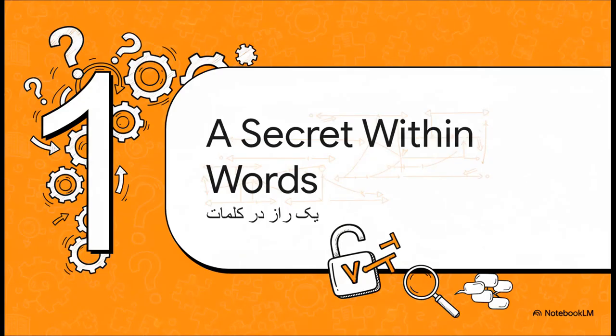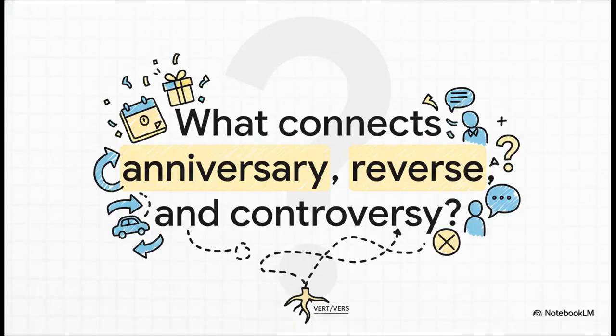So we're going to start things off with a little puzzle, because hiding deep inside the English language, there are these amazing connections between words you would never, ever guess are related. Okay, so take a look at these three words. We've got anniversary, reverse, and controversy. Now on the surface, they look totally random, don't they? I mean, one's about a party, one's about going backwards, and the other is about an argument.